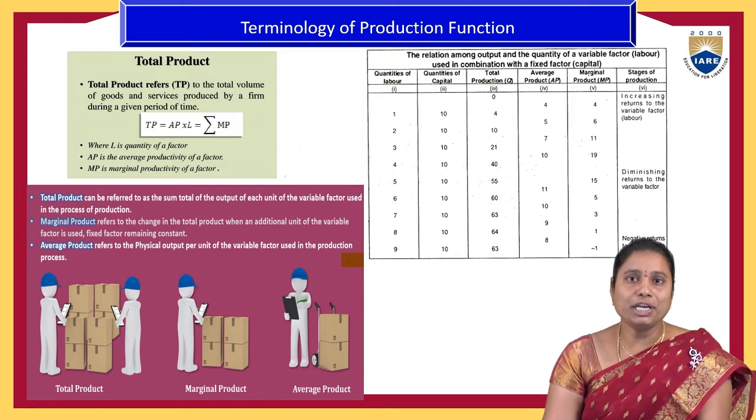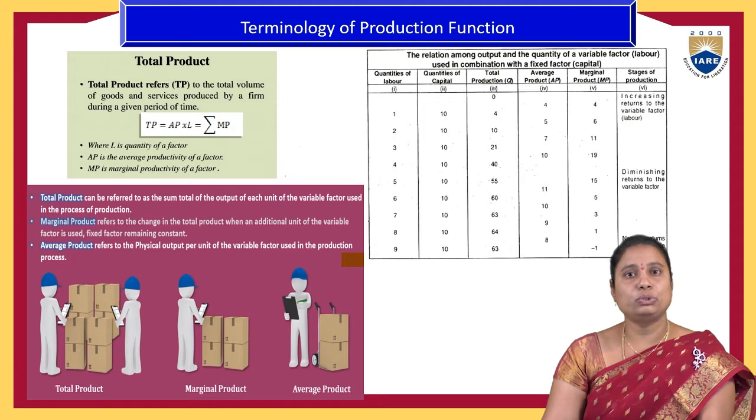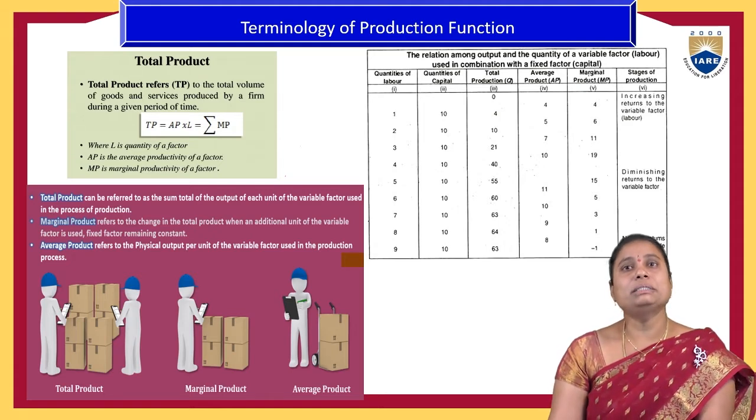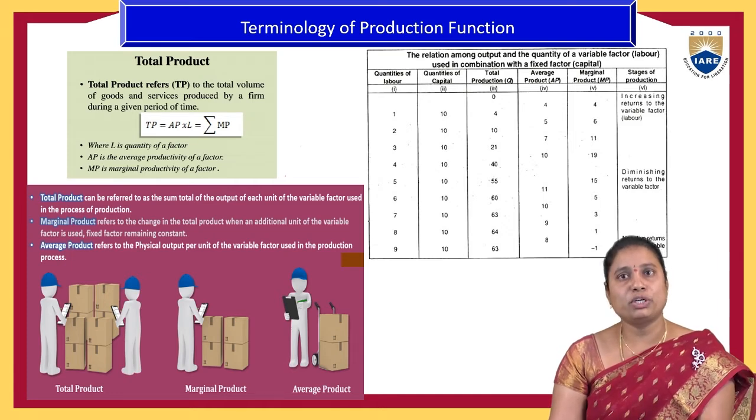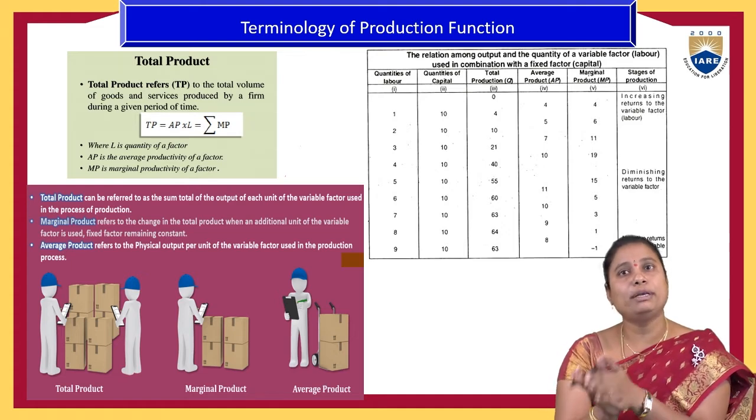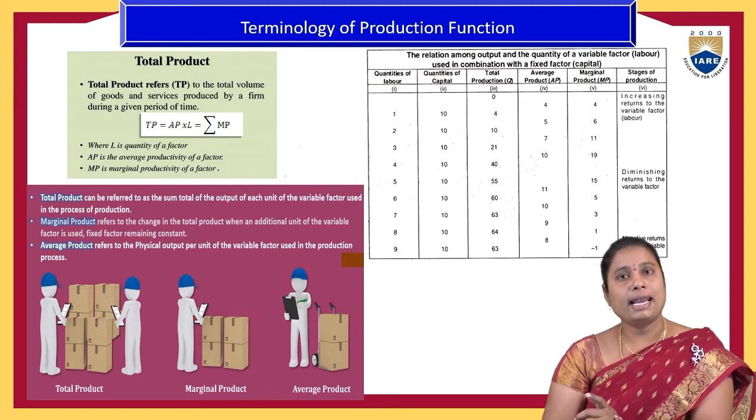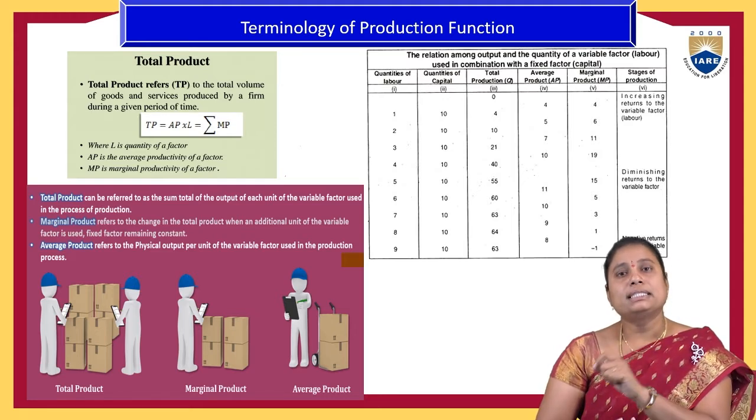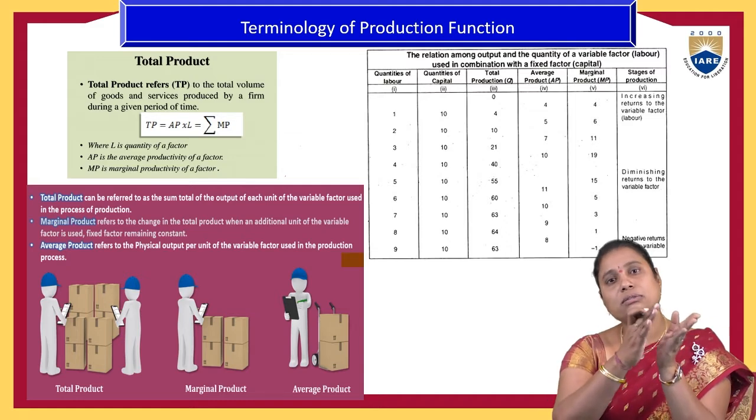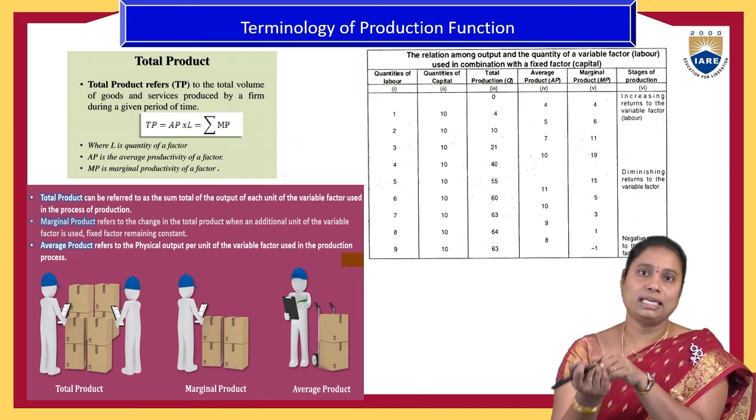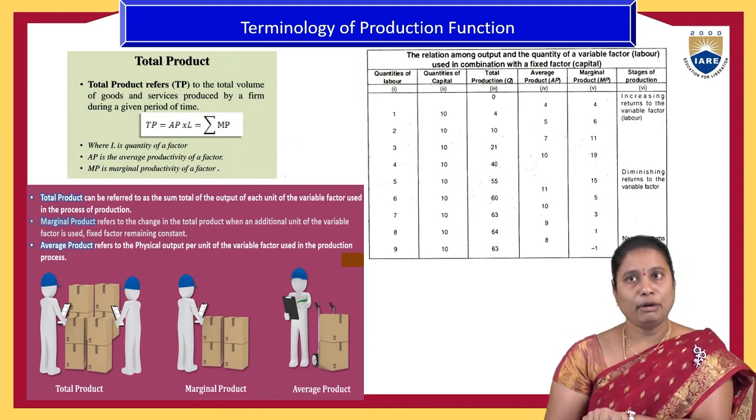These are the most frequent terminology used in the production function by the producer. The relationship between total production, average production and marginal production is: total production is equal to average production into inputs, input factors like labor, land, etc. The variation from one level of output to another level of output is called the marginal production.